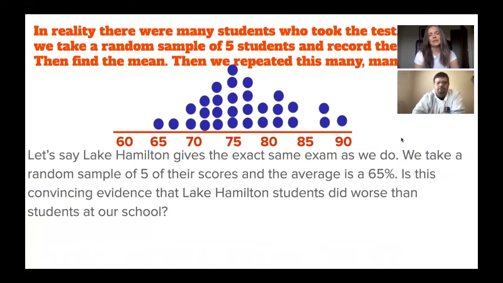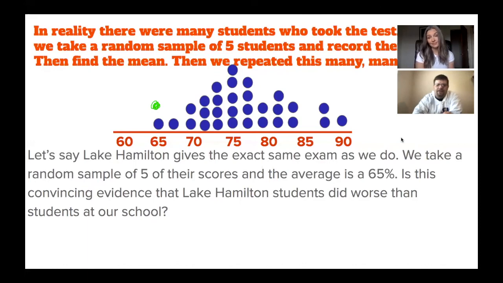Okay, let's say Lake Hamilton gives the exact same exam we do. We take a random sample of 5 of their scores, find the average, and that one average is 65%. So now we're just doing one, so that would be like one dot on our graph right here. Is this convincing evidence that Lake Hamilton students overall did worse than students at our school? So their dot would be right there. But it's just one.